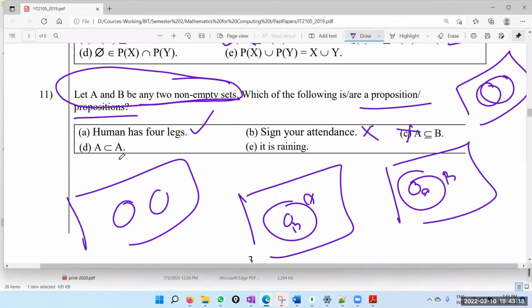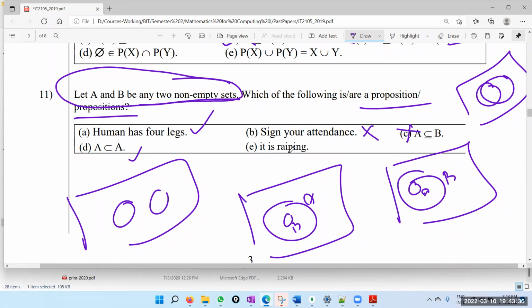A is a proper subset of A. This is definitely false because A can't be a proper subset of A, because A is equal to A. Proper subset eliminates the possibility of equality, but they are equal. So therefore, this is definitely false. So therefore, it's a proposition.